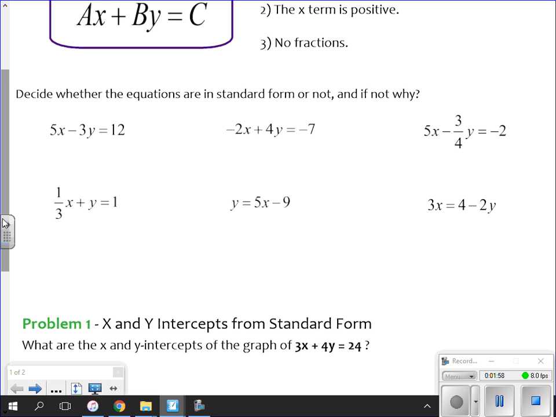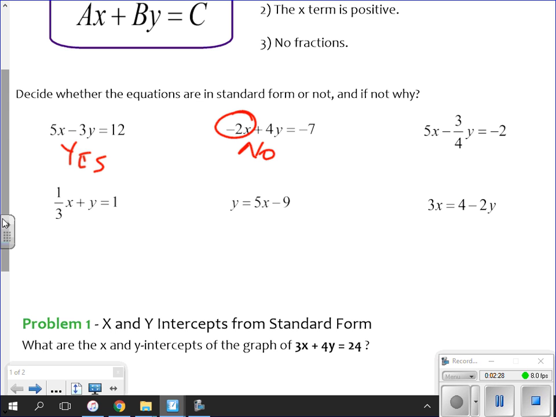So this is in standard form. Yeah. X's, Y's, numbers, no fractions or decimals, and your x's are positive. This is a yes. Second one, negative 2x plus 4y equals negative 7. Is this in standard form? No. Why not? Because of the negative x. This is a no.